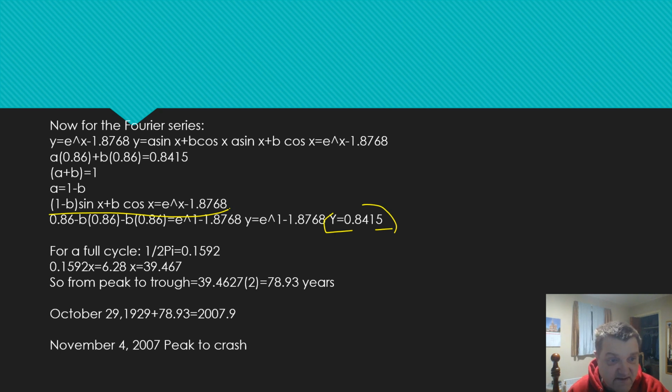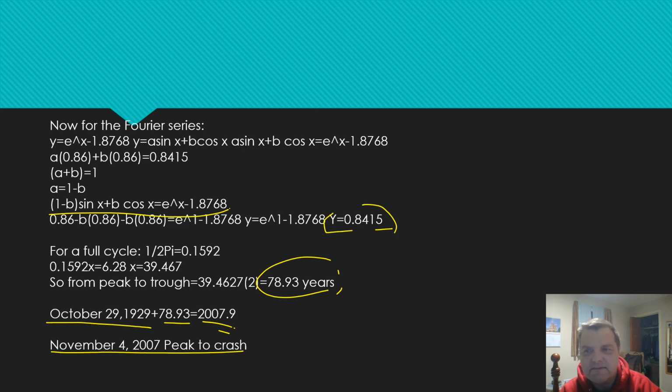So 0.1592x is equal to 6.28x, which is equal to 39.467. So from peak to trough, there are 78.93 years. That's a critical number, about 79 years. So if you go from October 9th, 1929, the crash, then add that value of 78.93, you got 2007.9, which is November 4th, 2007 peak to crash. That's when the market crashed.